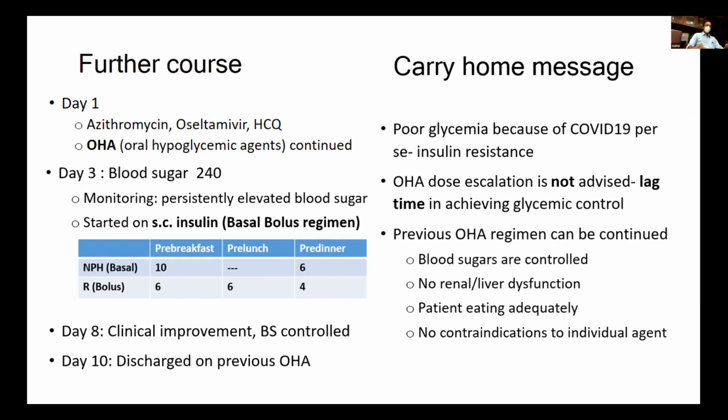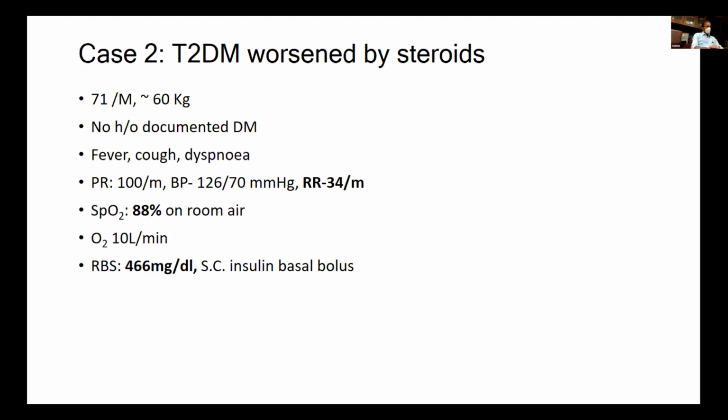Second thing, if the blood sugars are not controlled on oral agents, dose escalation of oral agents is not advised because there is a time lag. Third thing, which is important for many of you: if the patient has COVID and is well controlled on oral agents, the oral agents can be continued, if there is no renal or liver dysfunction and the patient is eating nicely.